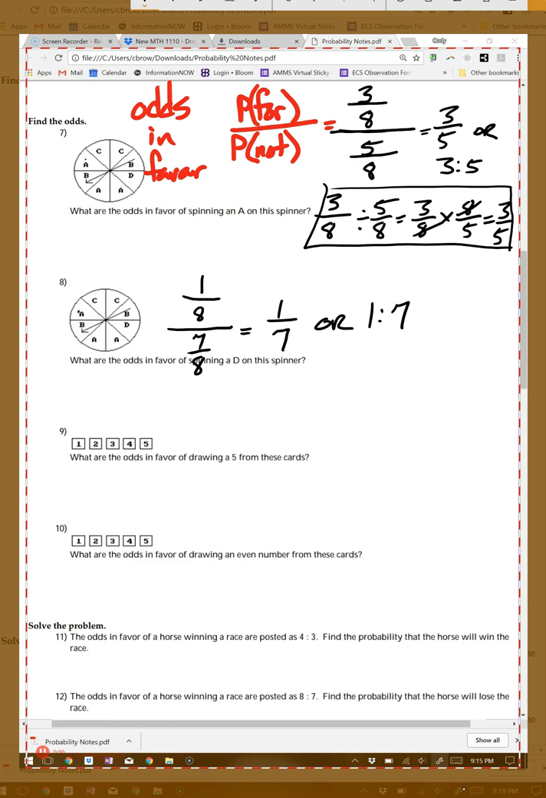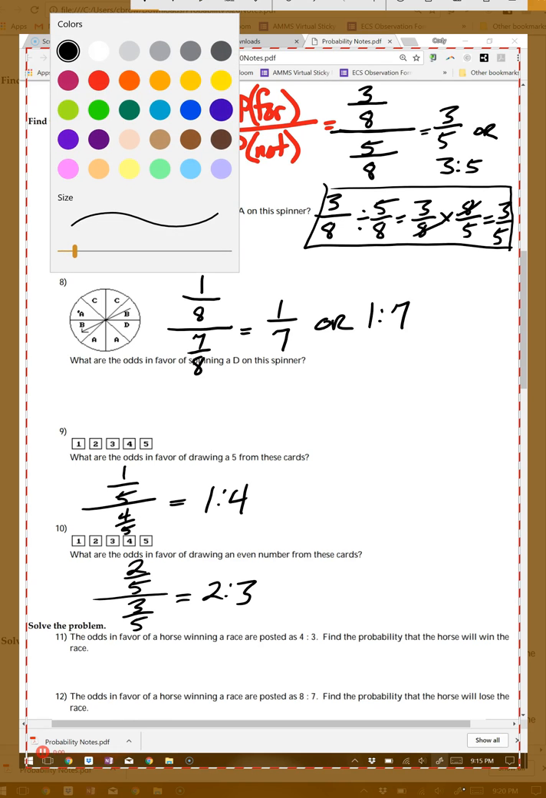Number 9, what are the odds in favor of drawing a 5 from these cards? Well, odds in favor of that is 1 out of 5 over the probability of not happening, which is 4 out of 5. And so when we reduce that out, it's 1 out of 4. And lastly, what are the odds in favor of drawing an even number from these cards? Well, there's 2 of those, so 2 out of 5 over 3 out of 5. You reduce those. 2 and 3. Now all these again were odds in favor.